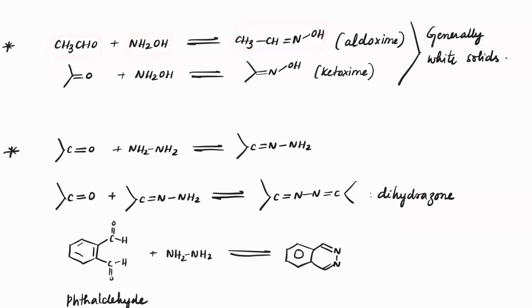Oxime is also a different family of compound. Because it is derived from aldehyde, we call it aldoxime. But if it is derived from ketone, we call it ketoxime. Okay, and both of them are generally white color solids. Aldoximes and ketoximes are white color solids. Done. Next.